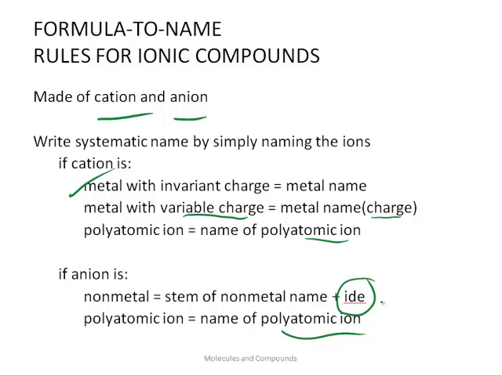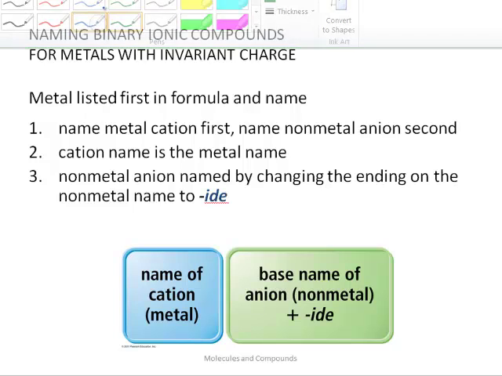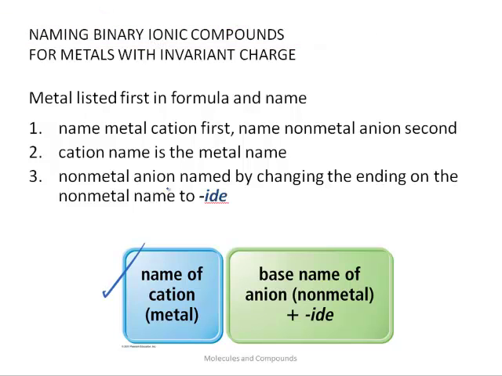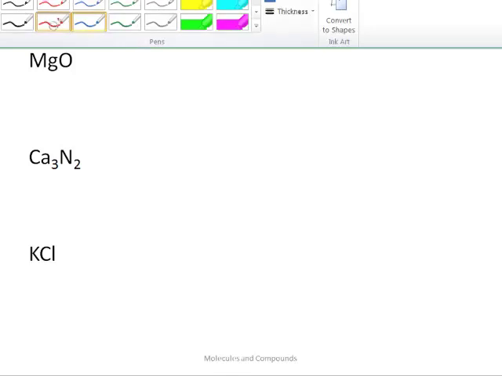So let's first start off with the simple ones. Let's start off with metals with invariant charges and nonmetals. That's a very simple way. All we're going to do is name the metal, the name of the metal, and then use the base name of the anion with the IDE stem change. So let's take a look at some of the ones that we either did before or a couple of new ones.